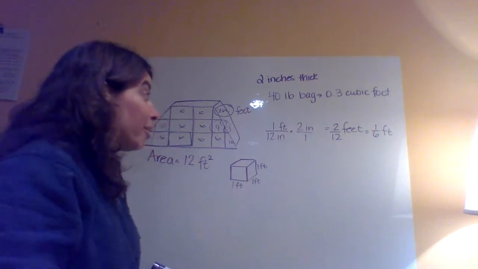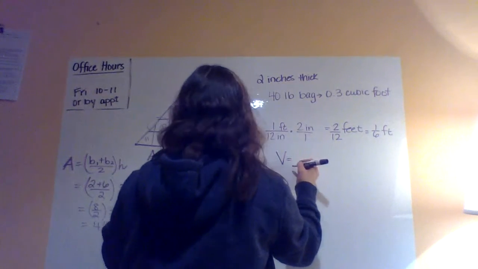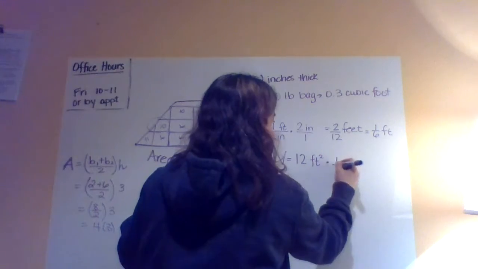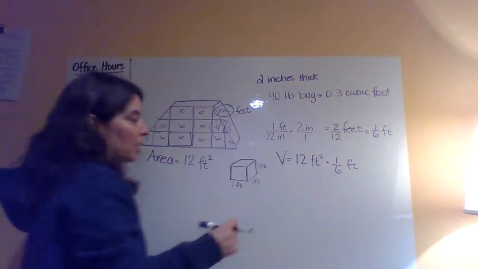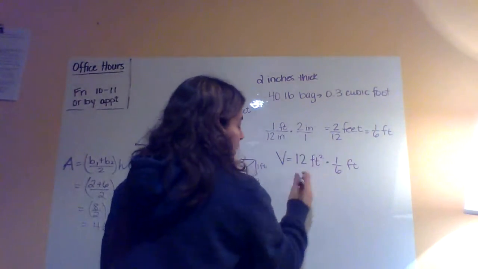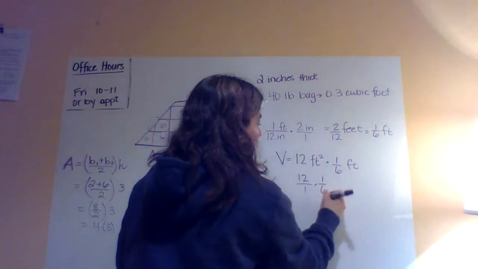Okay, so if I want to find the volume of this patio, my volume is going to be the area, 12 square feet, times 1/6 of a foot. That's going to give me my volume. You can see it's going to be feet times feet times feet is going to be cubic feet. Don't get stressed about this part. Okay, let's just take away the units for a minute and think about this.